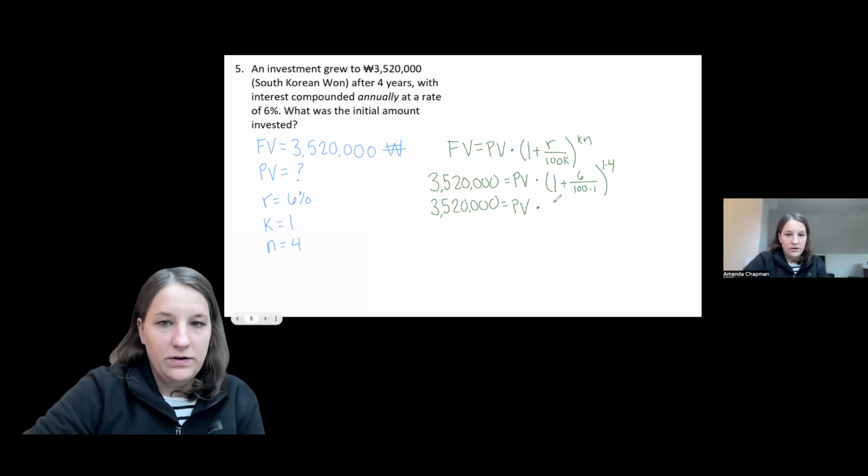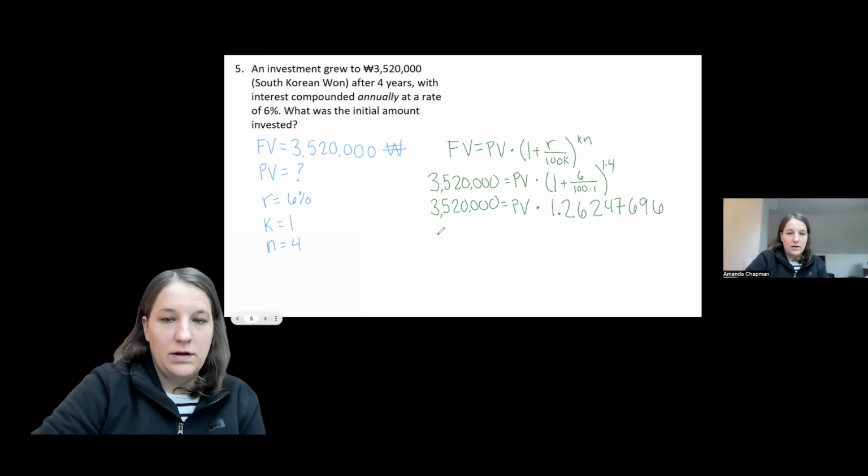So for this value here, I got an awful number, which you don't need to write. You can just leave it in your calculator. Then I'm going to divide each side by said awful number. And I just did this in one giant step in my calculator.